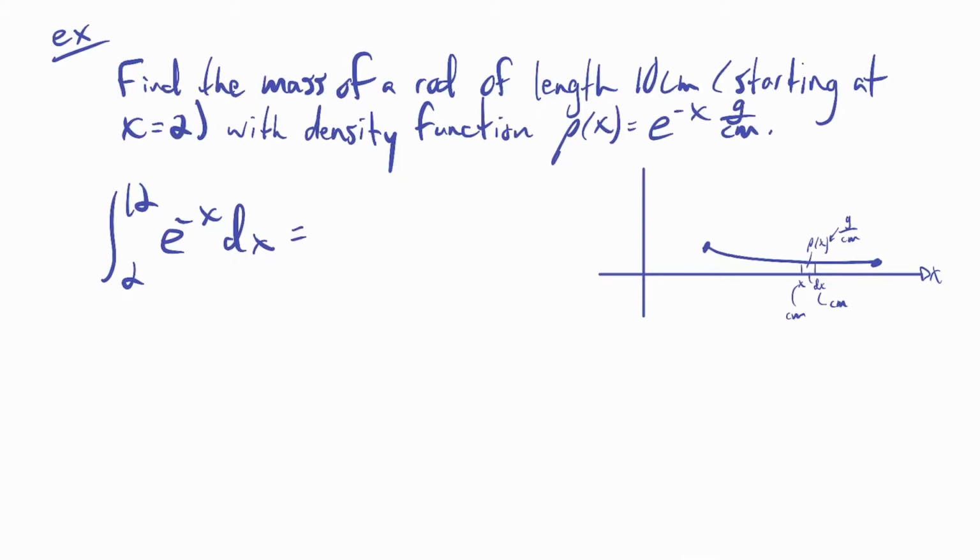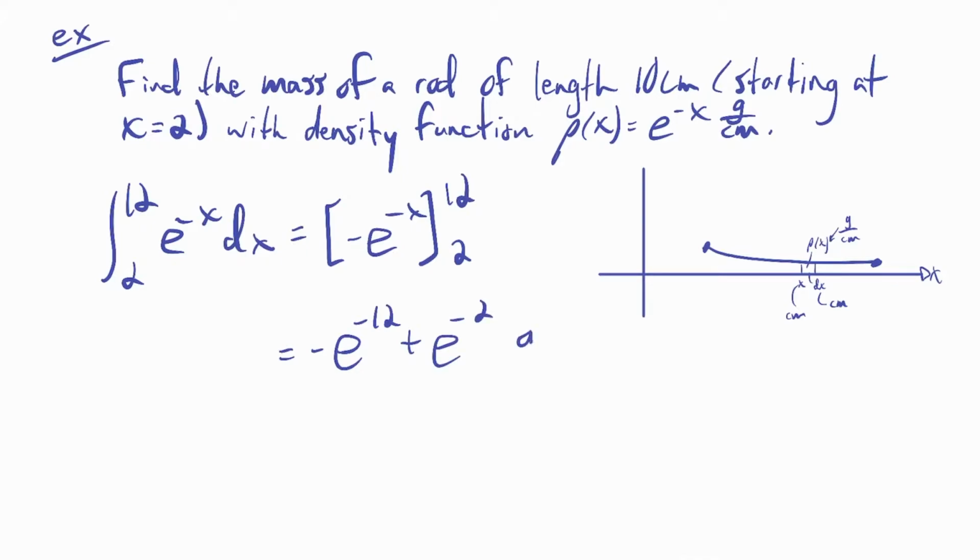Okay, so this is going to equal negative e to the negative x, evaluated at 2 and 12. So this will be negative e to the negative 12 plus e to the negative 2. And there we go, that's our mass, in grams. Often for these kinds of problems we're going to want a decimal approximation. Is that a lot? I'm guessing not, because exponential functions fall off very quickly. So e to the negative 12 is a teeny tiny number, and even e to the negative 2 is pretty small. I type this in my calculator and get about 0.135 grams.